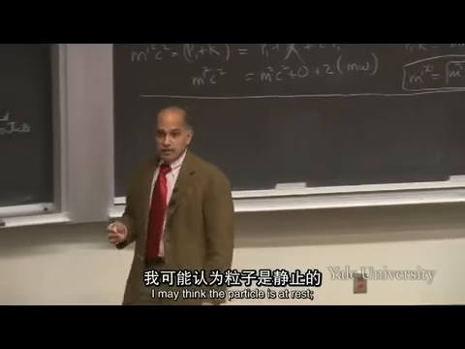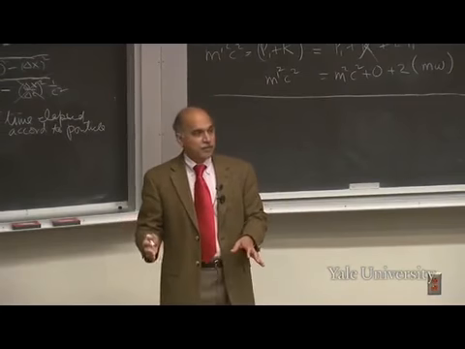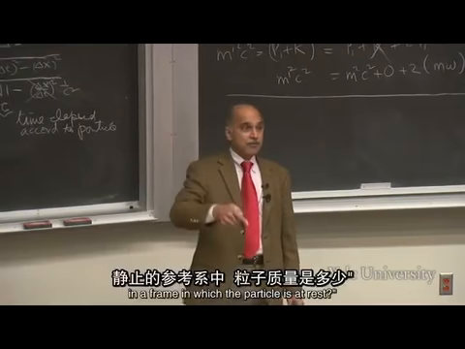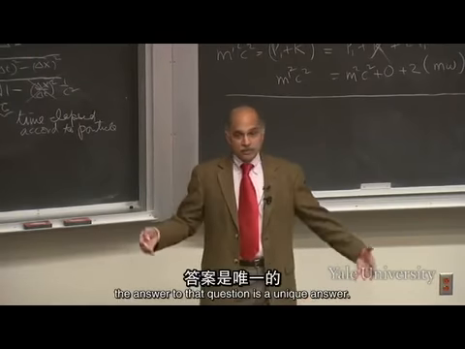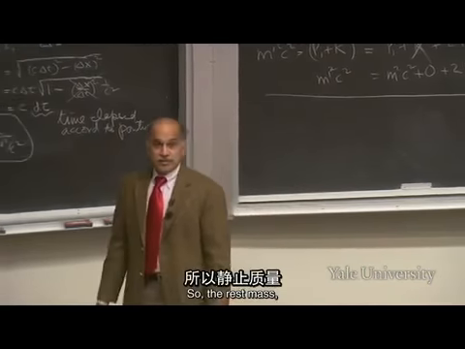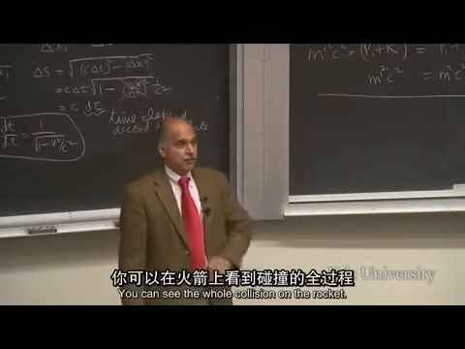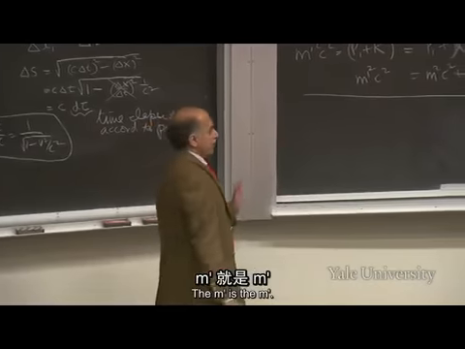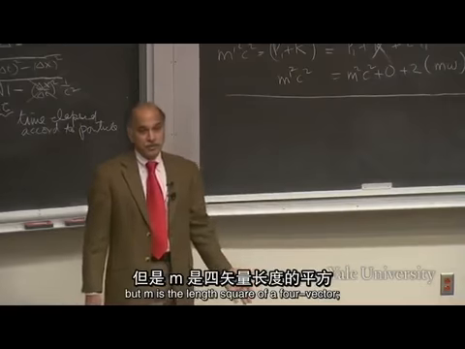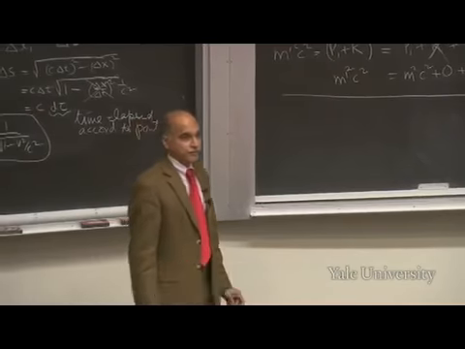Do you understand that? I may think the particle is at rest. You may think it's moving. That's just fine. But if we both ask the following question, what is its mass in a frame in which the particle is at rest? The answer to that question is a unique answer. To find that, you go sit with the particle and you find its mass. So the rest mass, in this case m and m prime, are the same for all people. You can see the whole collision in the rocket, the m prime is the m. E and p transform as Lorentz variables, but m is the length squared of a 4-vector, and therefore it's the same for all people.